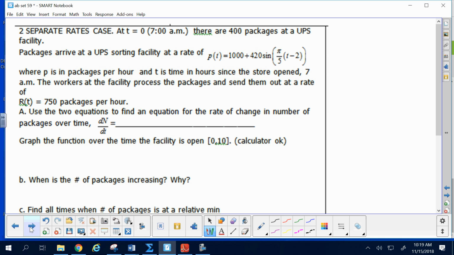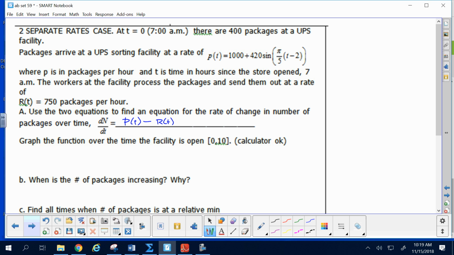If you think of the total rate of change in the number of packages, it combines these two. This is how packages arise. So this is positive because it's adding packages. So P of t, that is the rate at which they enter. Take away the rate at which they leave. The rate at which they leave, they process packages at a fairly constant rate of 750 packages per hour.